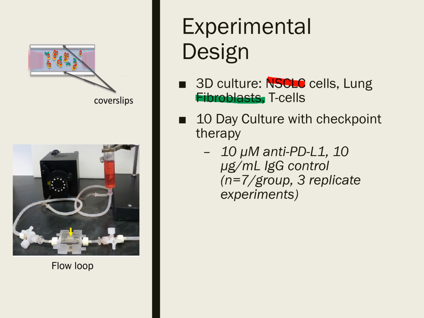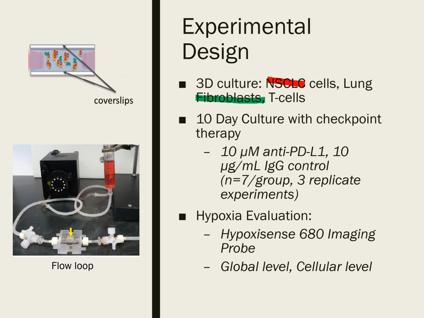To test my hypothesis, I wanted to compare a treatment with either an IgG control or an anti-PD-L1 antibody, both at 10 micrograms per milliliter, and 7 replicates for each experimental group. We anticipated that the anti-PD-L1 antibody will interfere with the PD-1-PD-L1 interaction, while the IgG control is a non-specific antibody that is used to show that our results are specific.